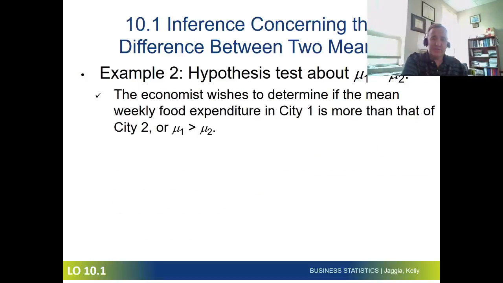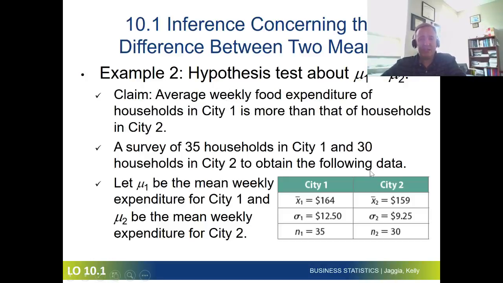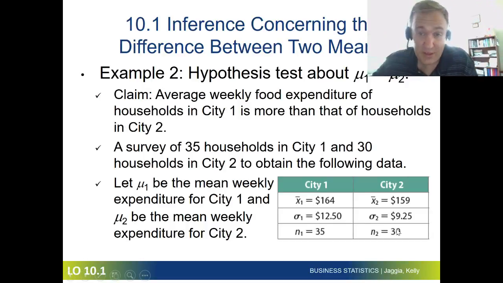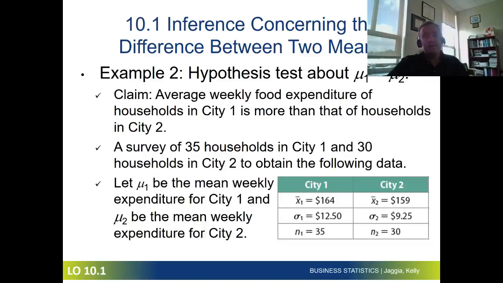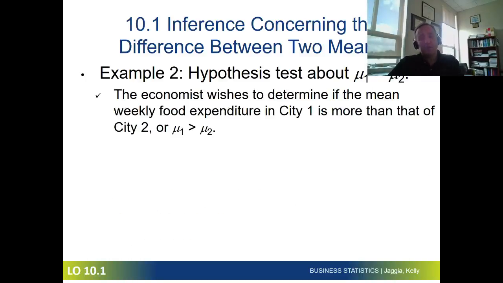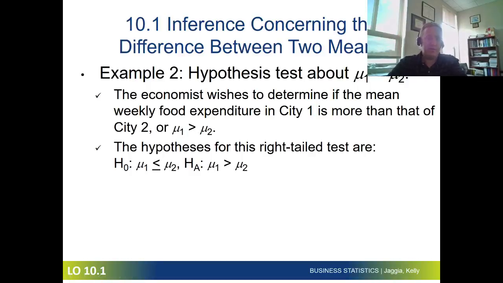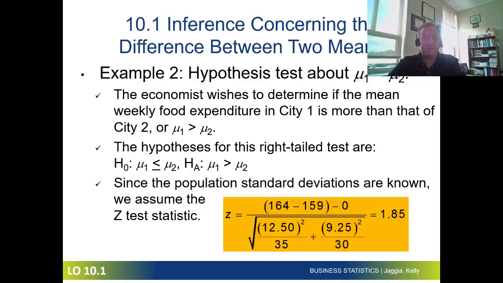Is food expenditure in City 1 more than City 2? So we have that information here: City 1, City 2. We know their sigmas. We know their sample sizes, where they're different. Just a quick hint: when you don't have the same sample sizes, you pretty much know it's not going to be a paired difference. Now, in this case, mu1 greater than mu2 will go in the alternative hypothesis because there's no equal sign here. And we know that the null will be set to 0. So we have the alternative hypothesis and the null hypothesis.